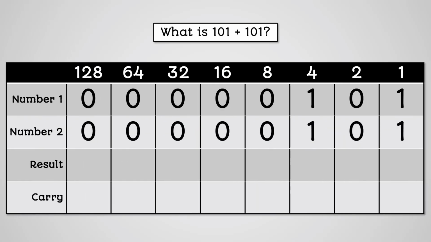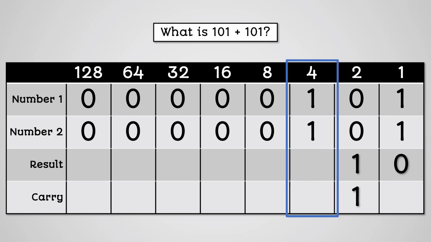Just like the decimal addition, we'll work through this step by step. Let's start by looking at the ones column. 1 plus 1 gives us 0 and carry over 1. Now let's look at the twos column. 0 plus 0 plus 1 equals 1, so there is nothing to carry.